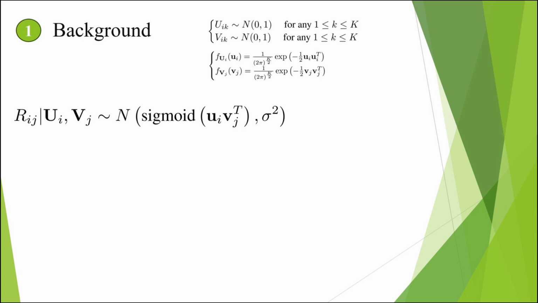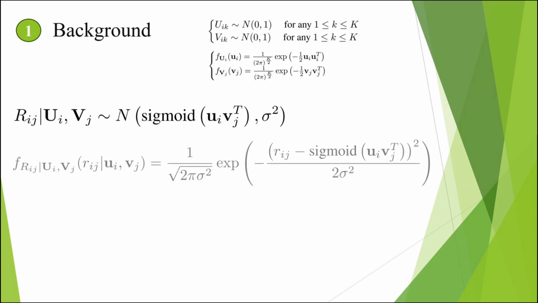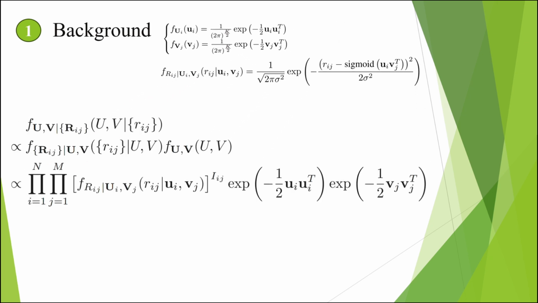and Vj. Note that a simple Gaussian likelihood may produce predicted ratings outside the valid range, so we apply a sigmoid function to the mean of the Gaussian. By Bayes' rule, the posterior of U and V is proportional to the prior times the likelihood.